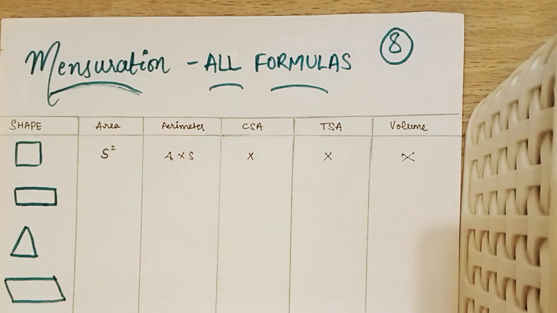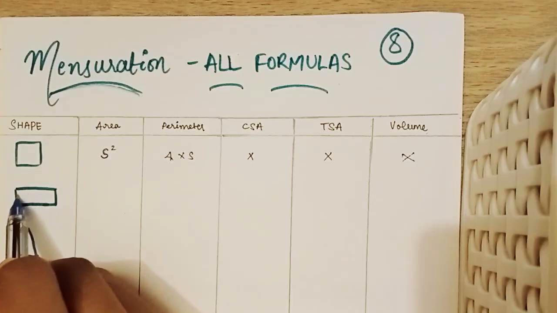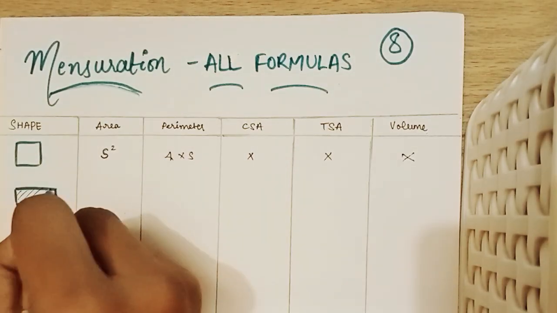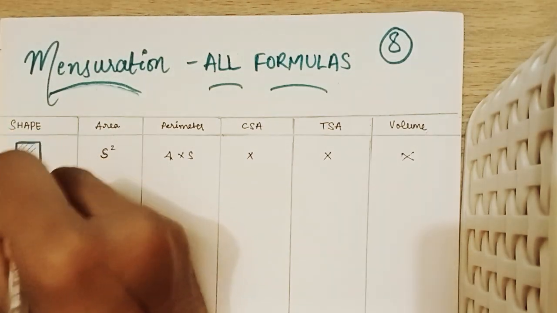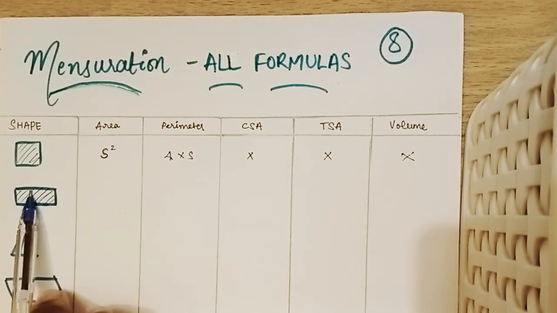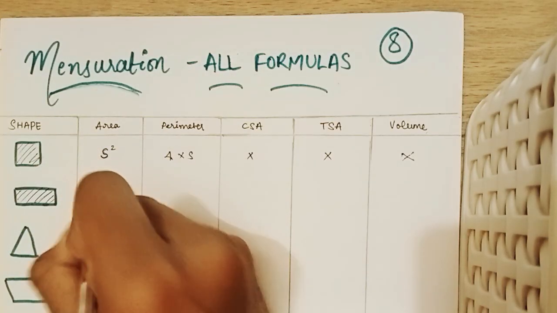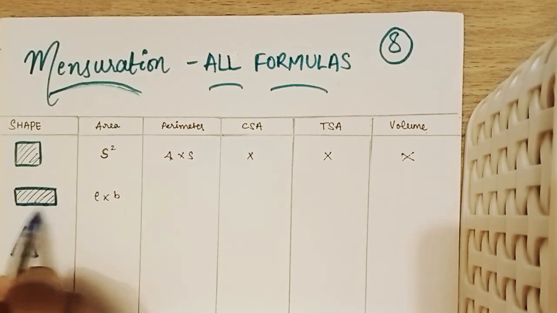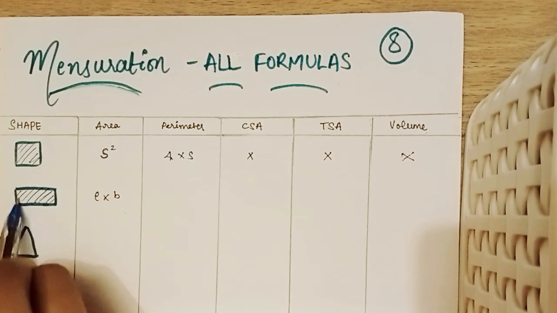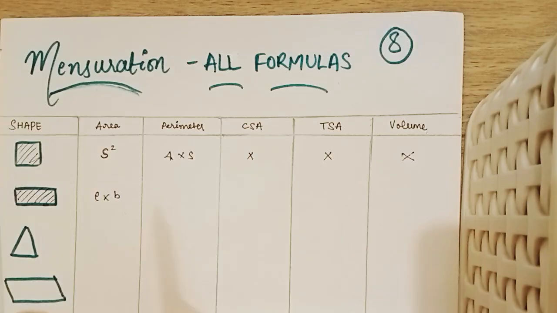Next is the area of a rectangle. So, rectangle. This is the area of a square, and this is the area of a rectangle. The area of a rectangle is L into B. L, the length, into B, the breadth. So L into B is the area for a rectangle.